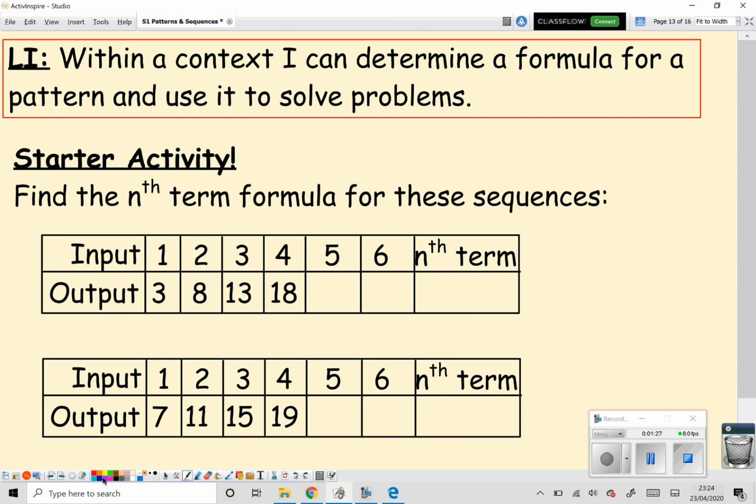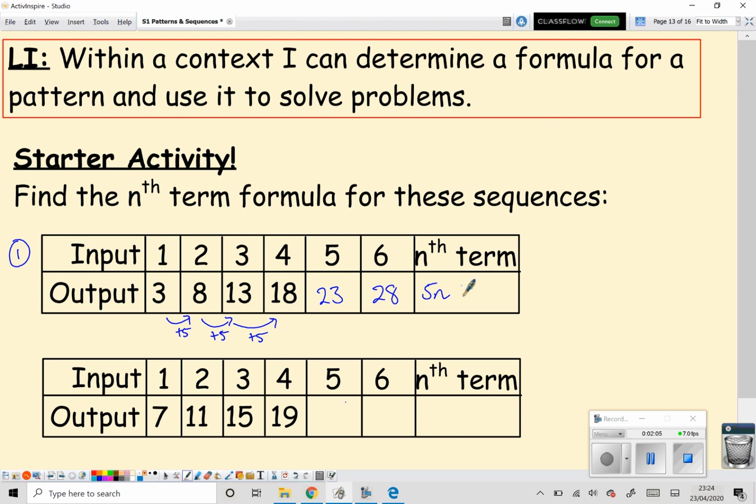So let's go through the answers then. For the first table, table number 1, we've got our inputs 1, 2, 3, 4, 5 and 6. We've got our outputs 3, 8, 13 and 18. What you should have spotted is that we are going up in 5s each time. That means that must be 23 and that must be 28. For our nth term formula, we must have 5n, the 5 times table, to get our sequence going up in 5s.